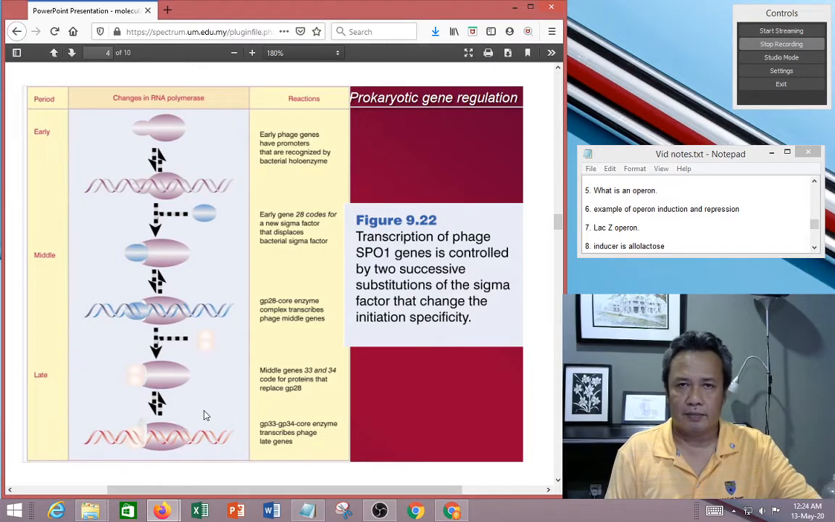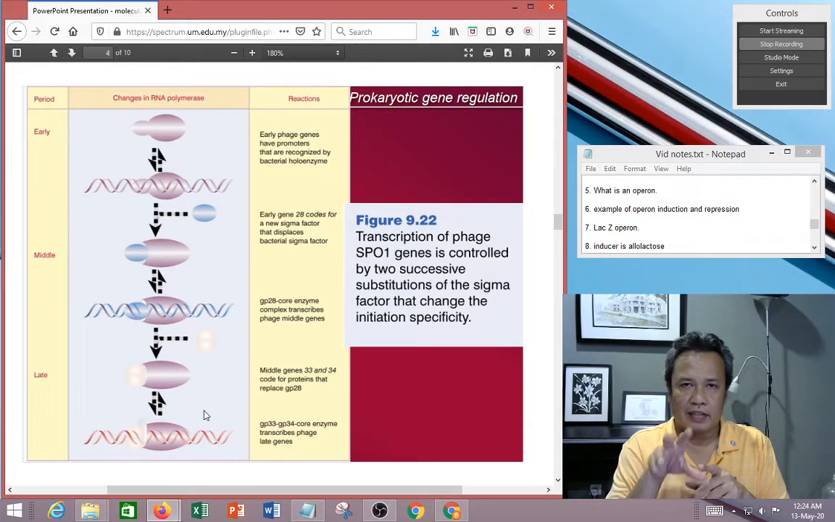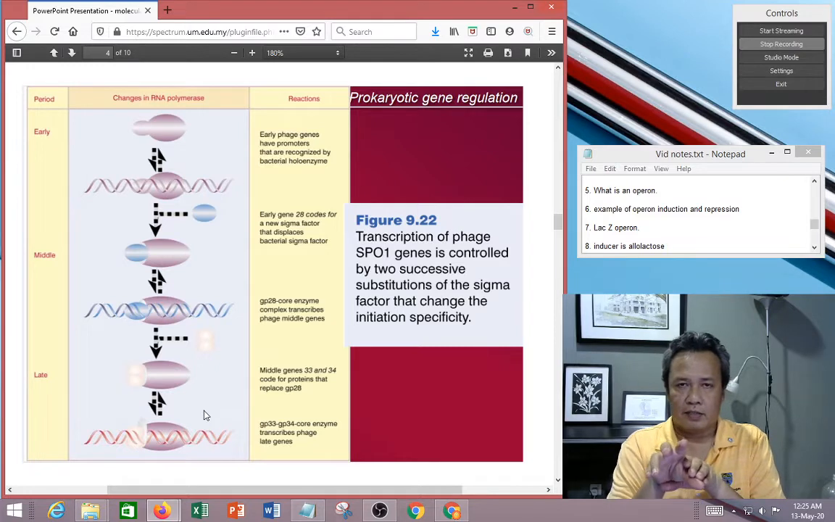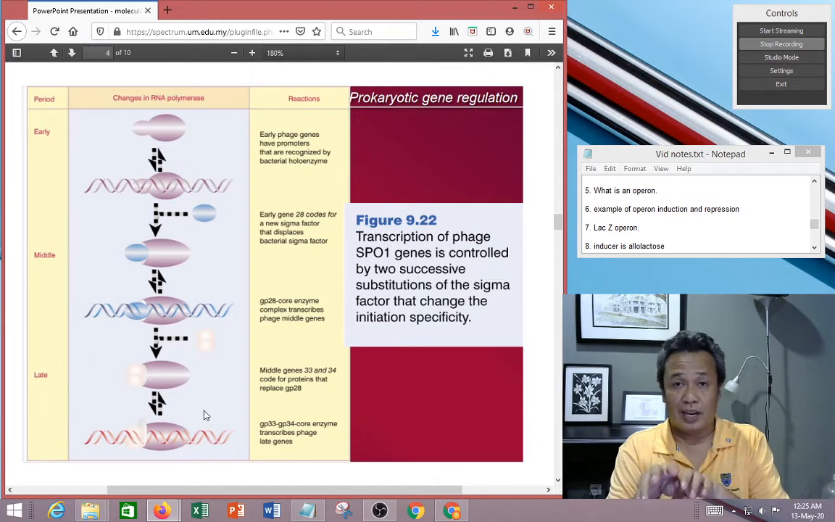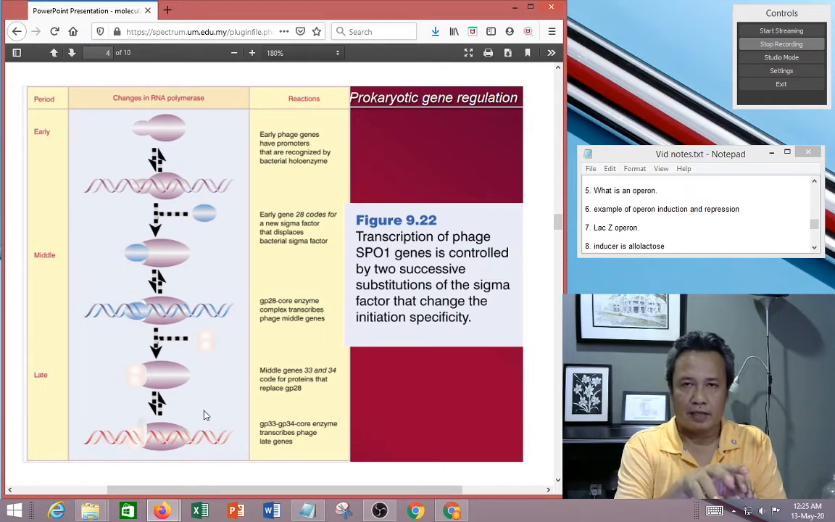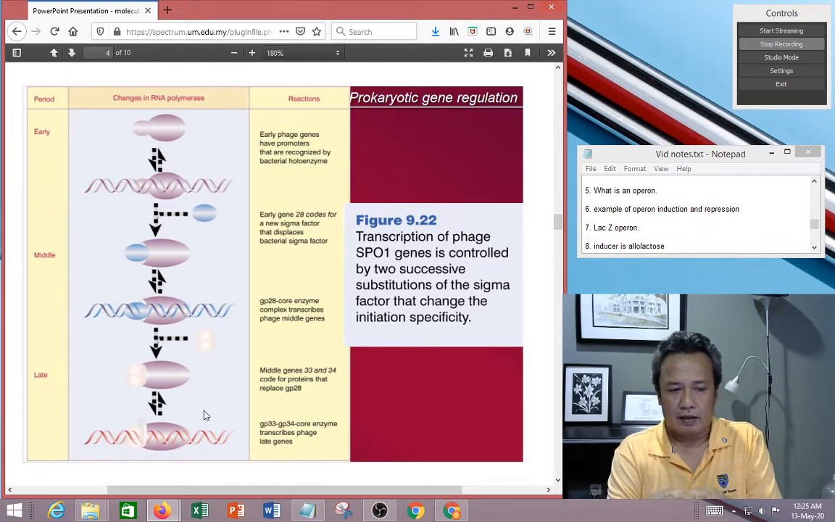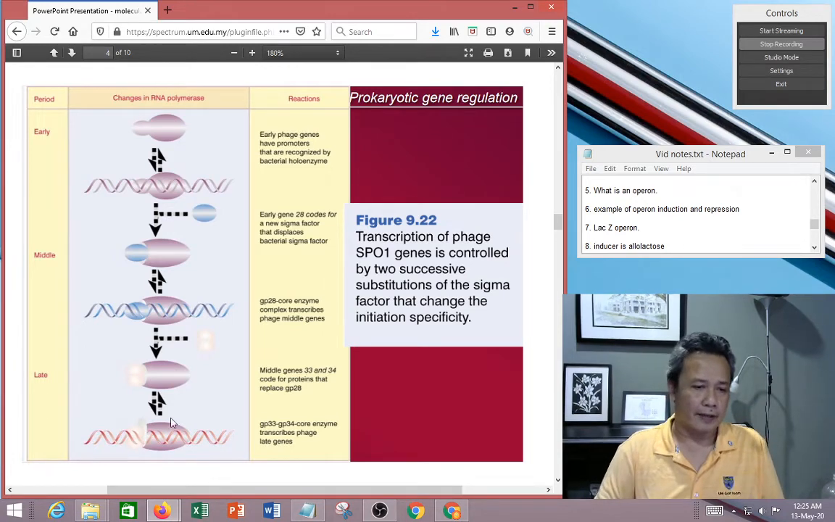Right. So in this particular example, it shows that the activity of polymerase can be controlled by having different sets of sigma factors. With the first sigma factor, it recognizes the general promoter. With the synthesis of GP28, it will express the middle genes. Middle genes, you get the 33 and 34, then this one will express the late genes. And so you are expressing different genes by changing the sigma factor. Okay, I hope you can get that.